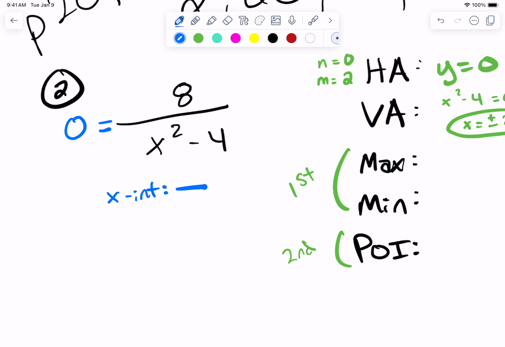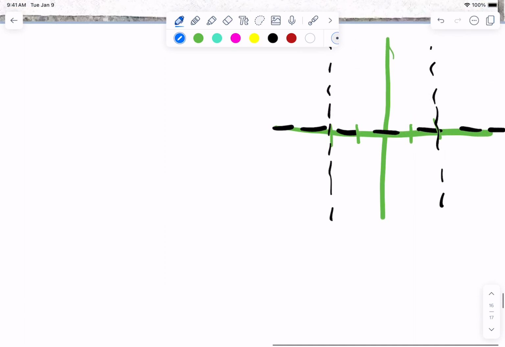No x-intercepts. The y-intercept, plug 0 in for x. We're just going to restart. Plug 0 in for x real quick. What do you get? Negative 4. 8 over negative 4, so negative 2. So he's touching at negative 2, right here. There's my dot.